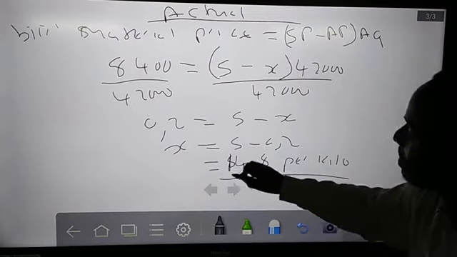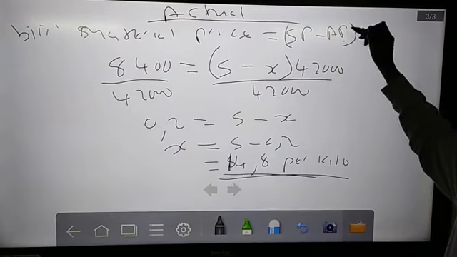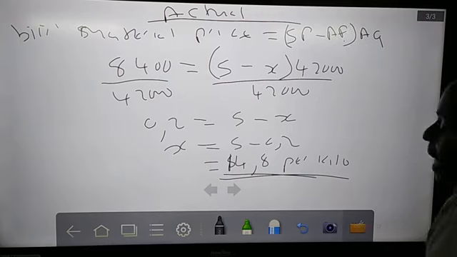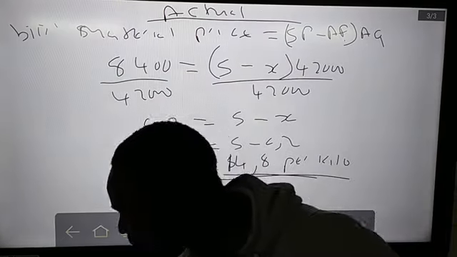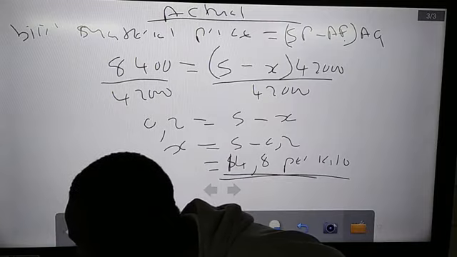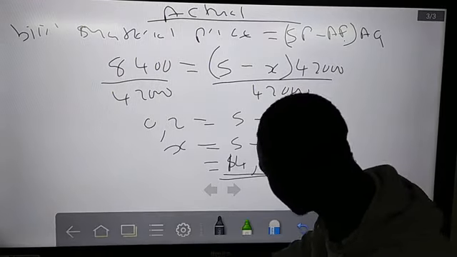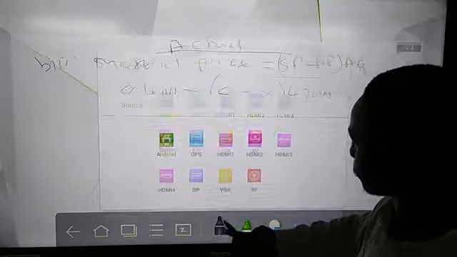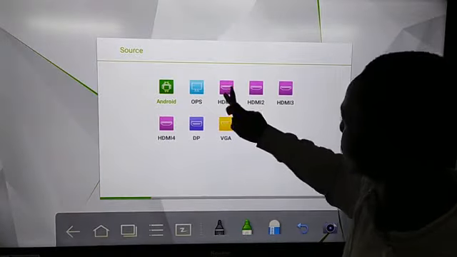It's per unit. Remember, this is the actual price, the AP. Okay, let's go to the next part of the question. Let's go to the source again.